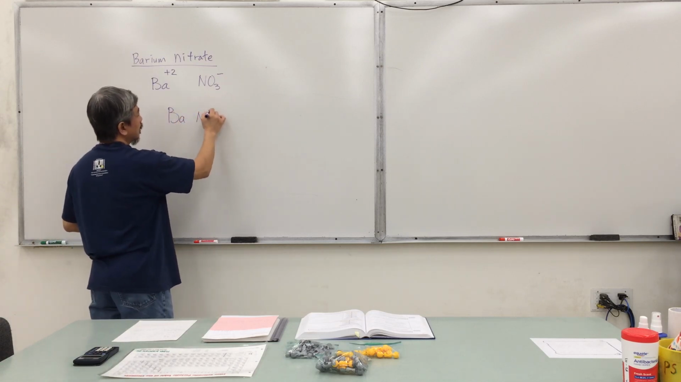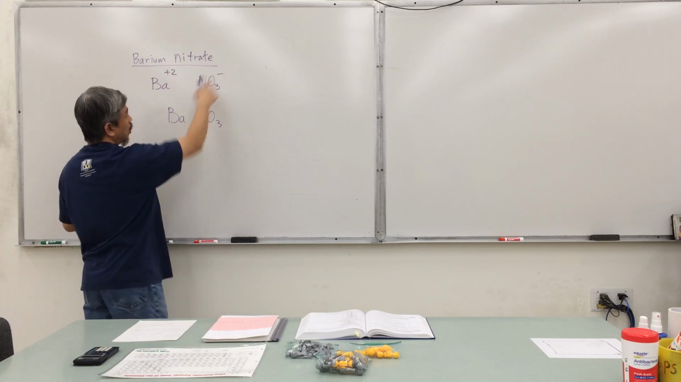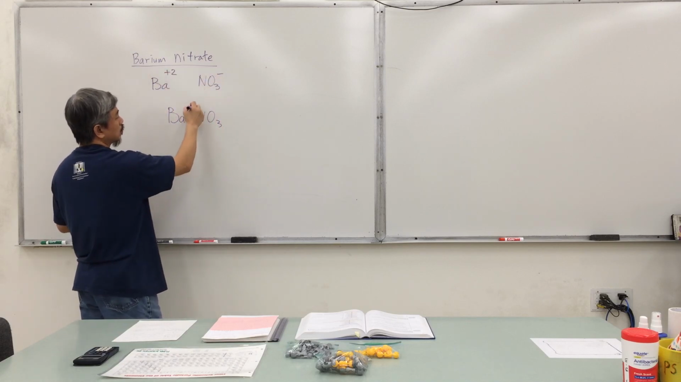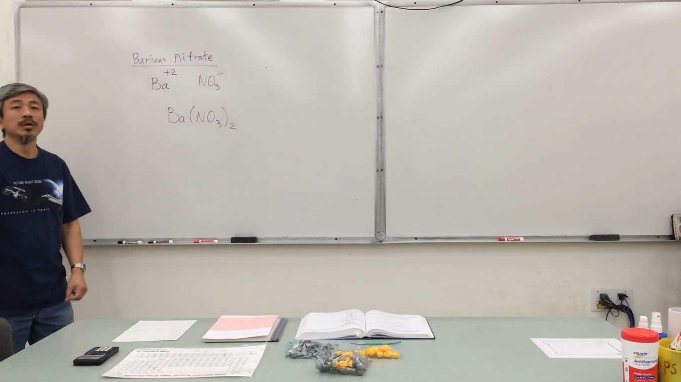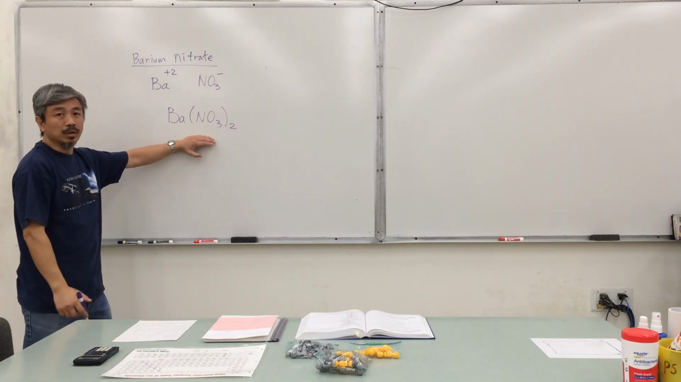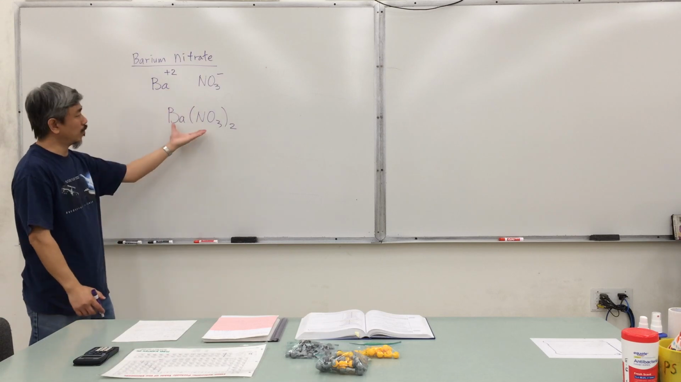So just like we did before, barium and nitrate, crossing over. This gives me a 1 subscript here, and then together, this is now a 2 subscript over here. So this is now the chemical formula, okay, for barium nitrate. So this is the formula unit.